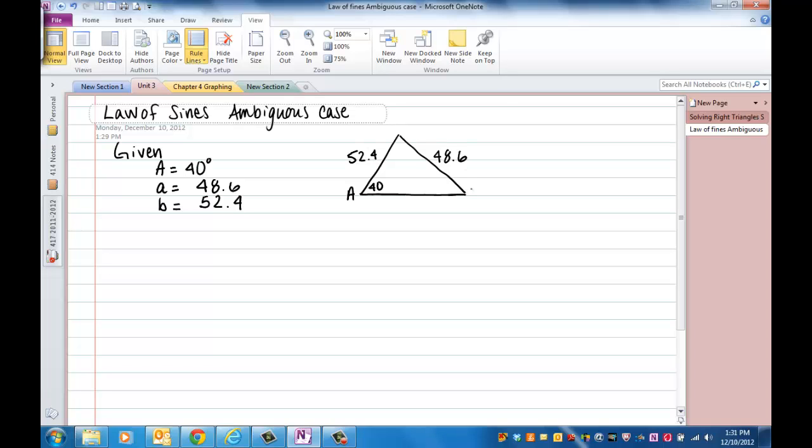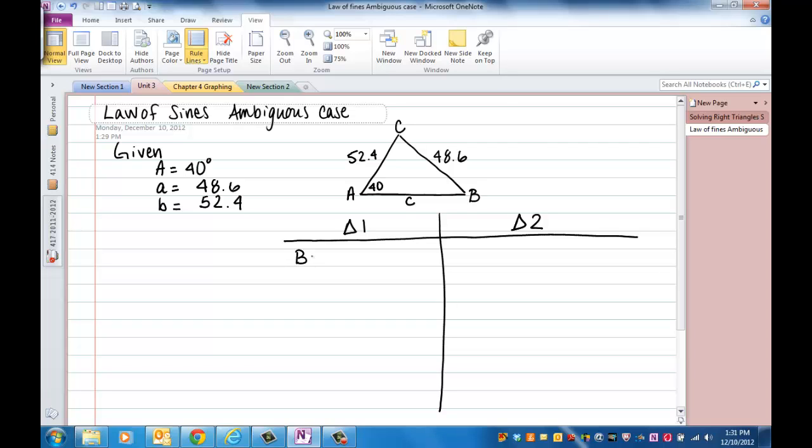Because this is side B, angle B is the very first thing that we are going to solve for. Now this is a situation where angle B is acute in this particular spot. So because this is a two triangle situation, I'm going to set up a table and say that we've got triangle 1 and triangle 2. So let's go ahead and solve for triangle 1. In triangle 1, angle B is the very first thing that we solve for. So we set up my law of sines.